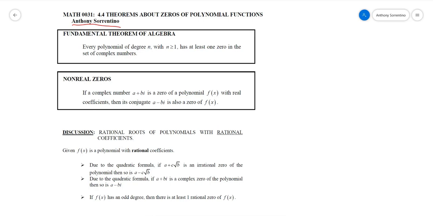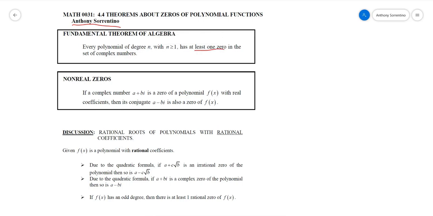So we're going to present a few more rules that we're going to use in conjunction with the other rules that we looked at, so that we can accurately and completely find exact values of every single zero of a polynomial function. Some rules that we're going to be talking about here is that the fundamental theorem of algebra basically says that every polynomial of degree n, with n being greater than or equal to 1, has at least one zero in the set of complex numbers.